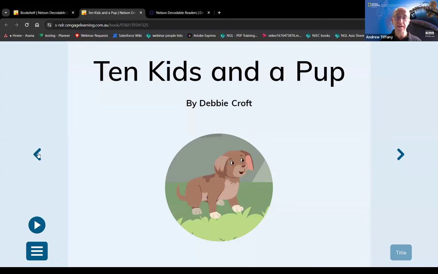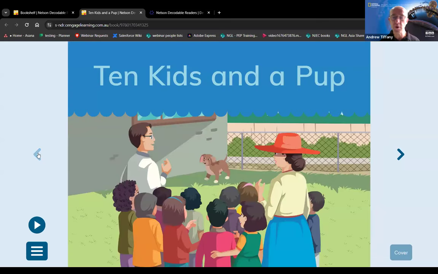Let's take a look at the cover of the book. Now, what can you see on the cover? We can see some kids. How many kids can you see? 10. Very good. There is a dog, a pup. What else can you see? Teachers, maybe. Two adults, a man and a woman. A backyard, maybe. A hat, very good. Erwin, there is a hat. What color is the hat? It's a red hat. That's right.